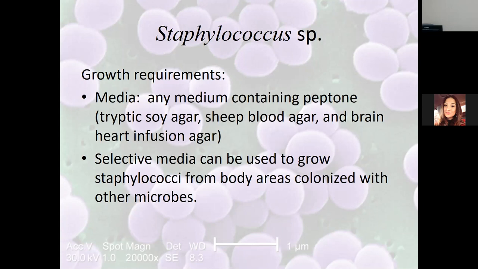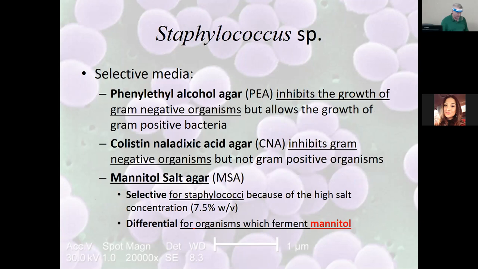What is our pattern of growth for staph? This is the group that we're looking at. I don't know how much growth media y'all got an intro to. Have you ever heard of brain heart infusion? Have you ever heard of tryptic soy agar? Have you ever heard of PEA, phenylethyl alcohol agar? Yay or nay? I think yes, on PEA, but not the other two. Okay.